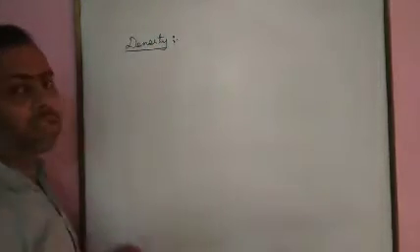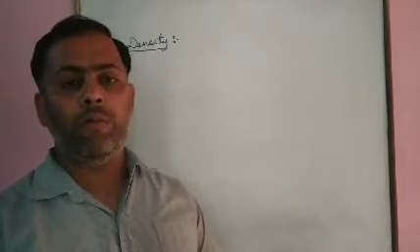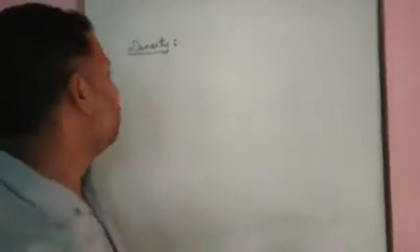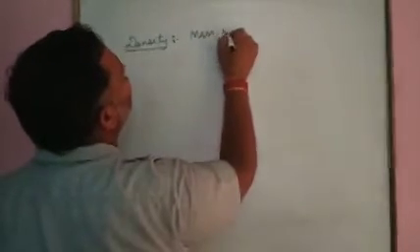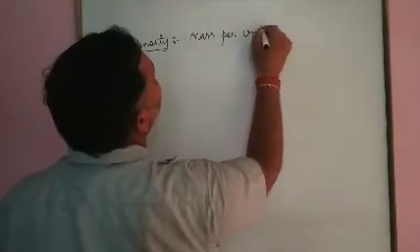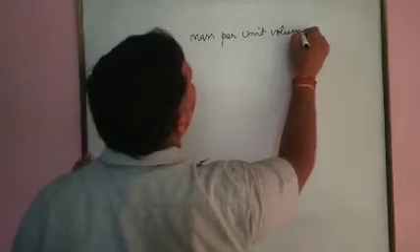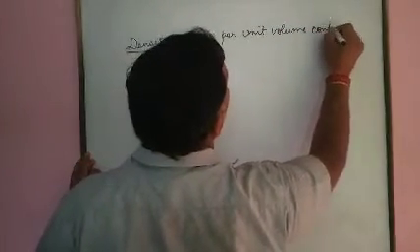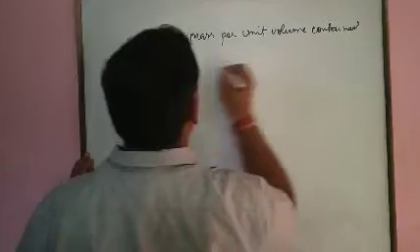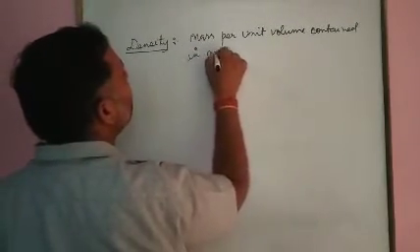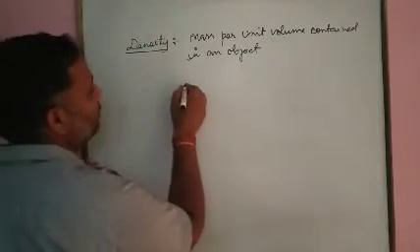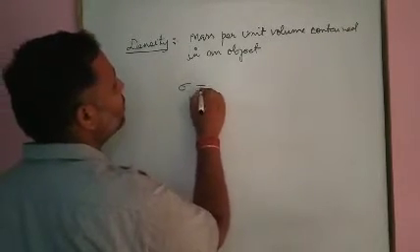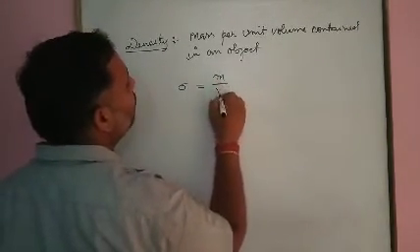We know what density is. Density means the mass per unit volume contained in an object. It is represented by rho, which is equal to mass by volume.